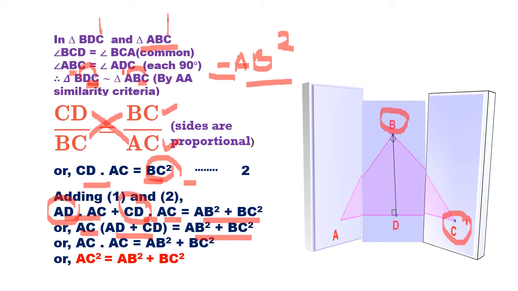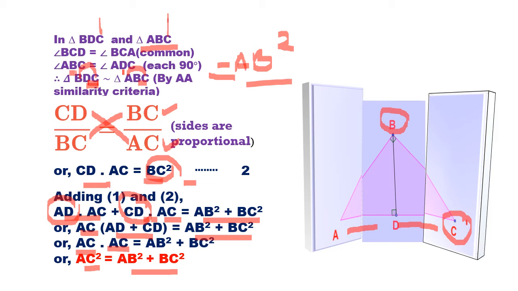And now you go to the figure. In the bracket it is AD plus BC. So what means AD plus BC? It will be a line AC. So again the bracket is converted into AC. So AC into AC is AC squared. RHS we already got from 1 and 2: AB squared plus BC squared. Hence the Pythagoras theorem is just proved.